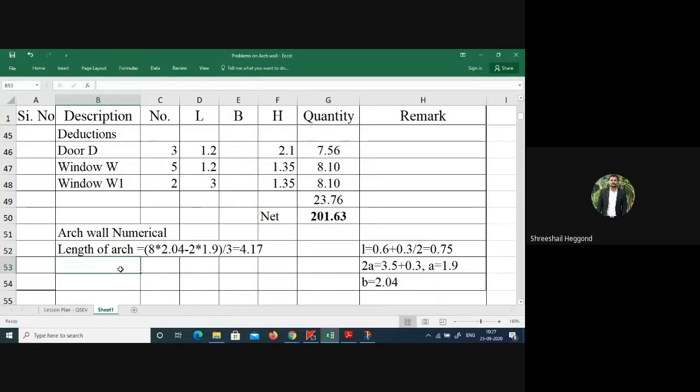Next, you can calculate the total center line length for the 30 centimeter wall. Total center line length. Hello, sir.